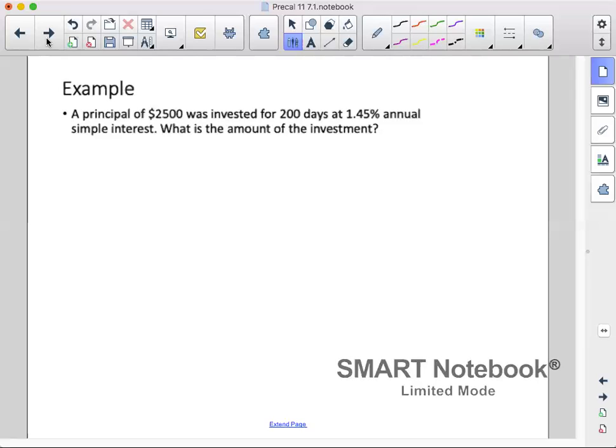So example, a principal of 2,500. So we know our principal is 2,500. It was invested for 200 days, so that would give us a time of 200 over 365. And our interest rate is 1.45%, which is 0.0145.